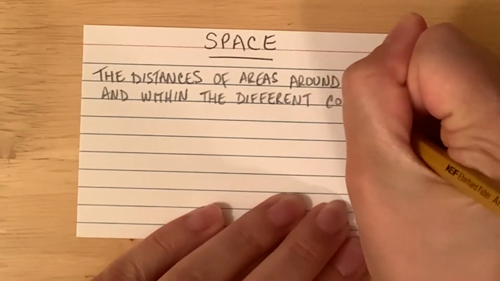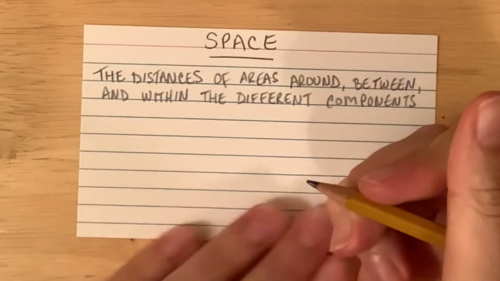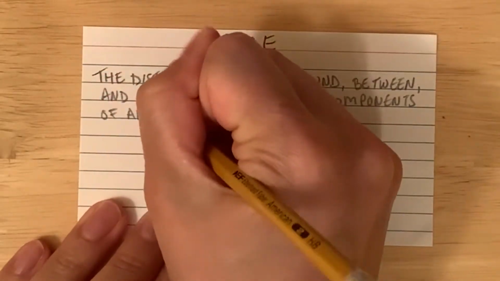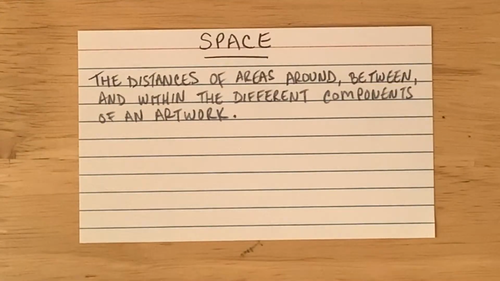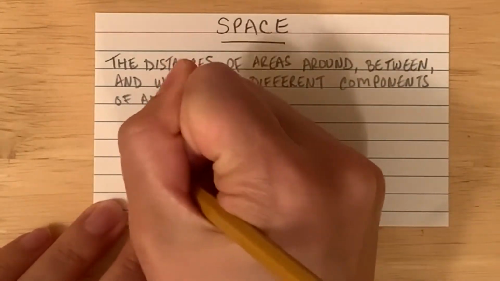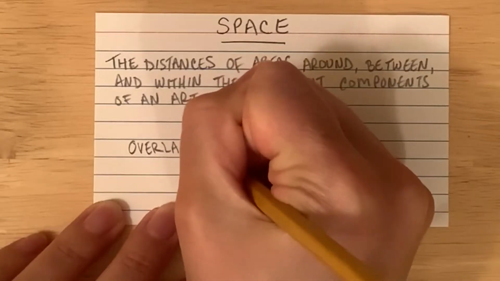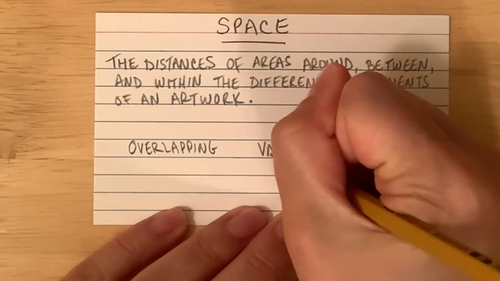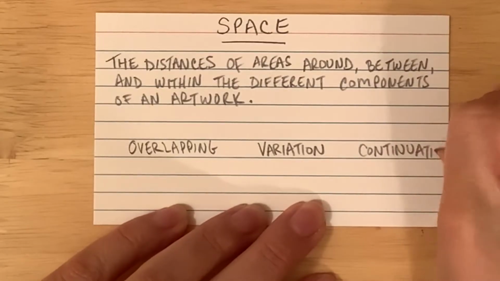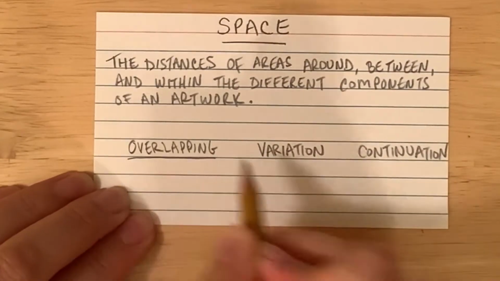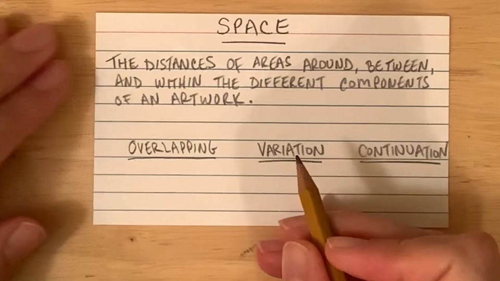Space is often used to create the illusion of depth within an artwork. Although space can be demonstrated and represented in many different ways throughout an artwork, today we're going to focus on creating space by using key components such as overlapping, variation, and continuation. Please list those words below the definition of space and provide drawn examples of each one.